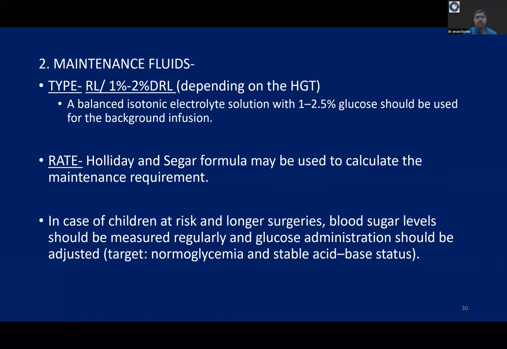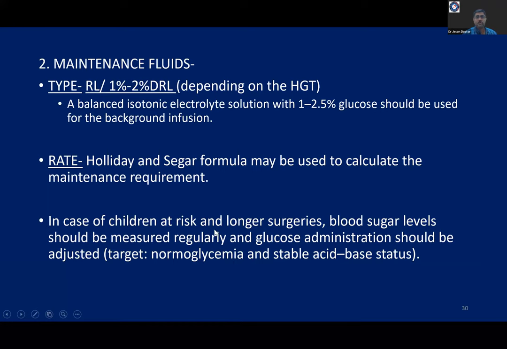Maintenance, again, we often give Ringer lactate or 1% or 2% dextrose Ringer lactate, depending on the HGT. Okay, so we don't use hypertonic solutions or normal saline or plain dextrose. We prepare this 1% or 2% dextrose Ringer lactate, and I will come to how we need to prepare this. We follow the Holliday-Segar formula like I described earlier for the maintenance requirement.